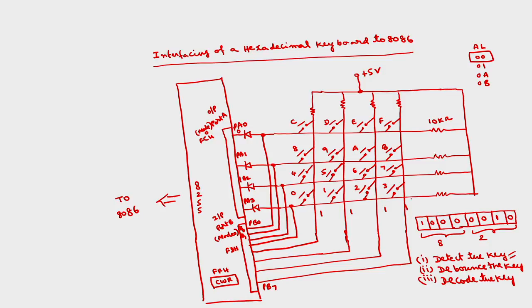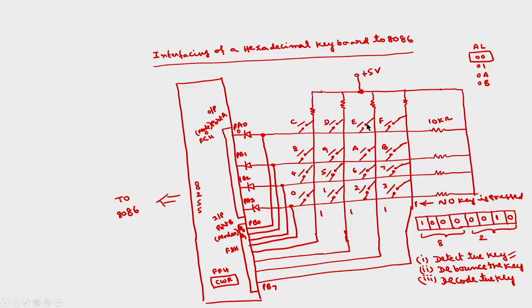Whenever you have 1111 here, it means no key is pressed, because these are directly connected. Here there is no connection at the intersect. Let us assume that there are no connections. Connections will be represented by a thick dot. Here there is no thick dot, so there is no connection at these junctions.